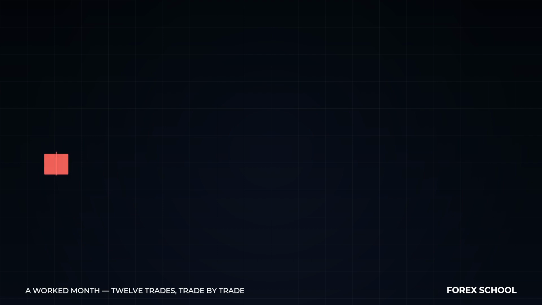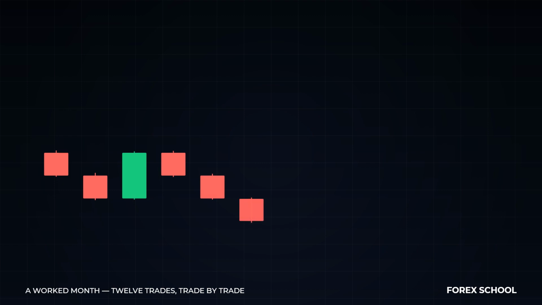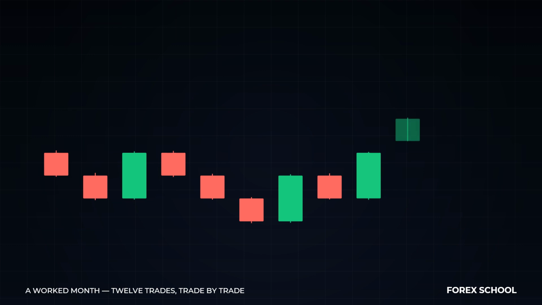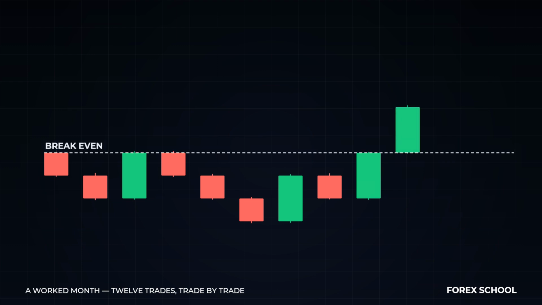Second half of the month, same rules, same chart. Trade 7, a 2 to 1 winner lifts us off the low, 9,900. Trade 8 gives 100 straight back, 9,800. Trade 9, another winner, and the account touches the white line, 10,000, break even, despite 6 losses already booked. Trade 10 wins again, 10,200. Trade 11 loses, 10,100. And trade 12, the final winner, closes the month at 10,300.